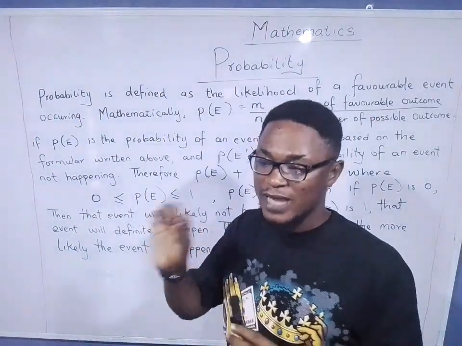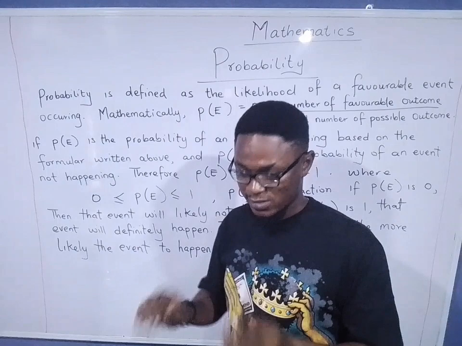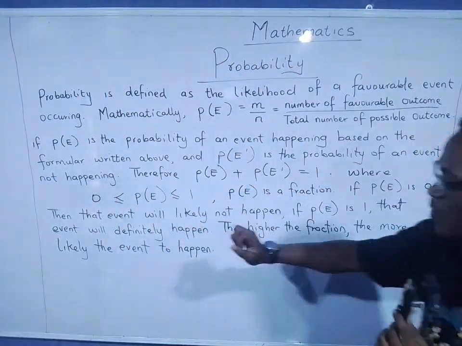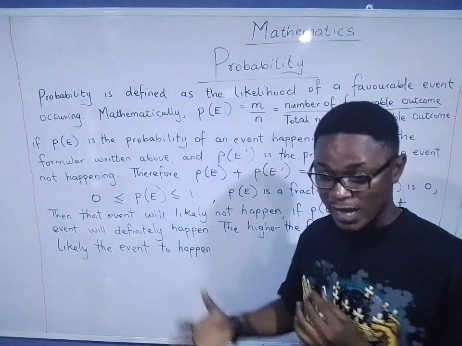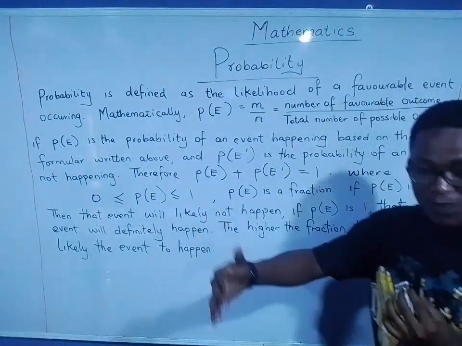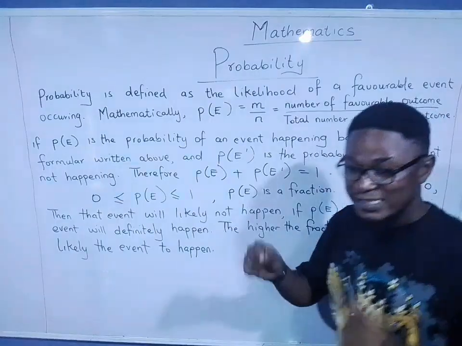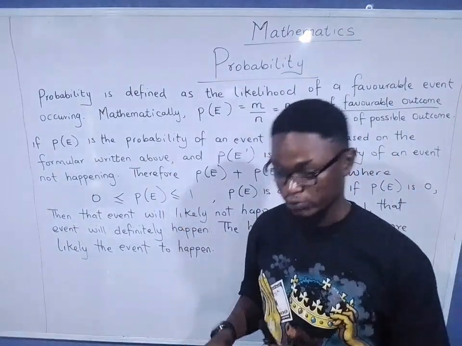Then the probability of that event happening is automatically 0, right? So that is the minimum value for probability. The maximum value of probability is 1. So if the probability of an event is 1, what does that mean? It means that that event will definitely happen.